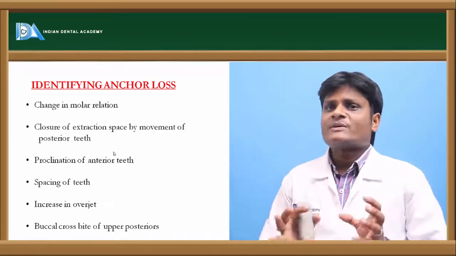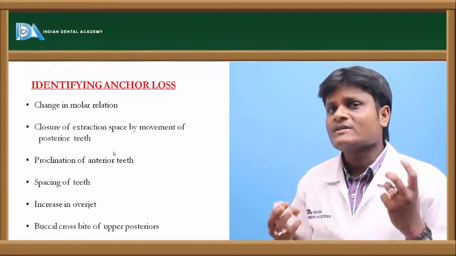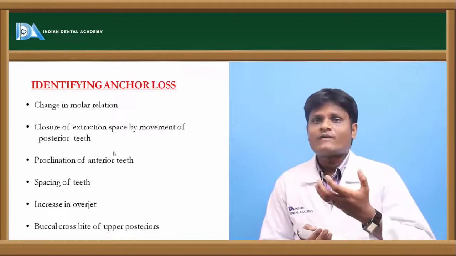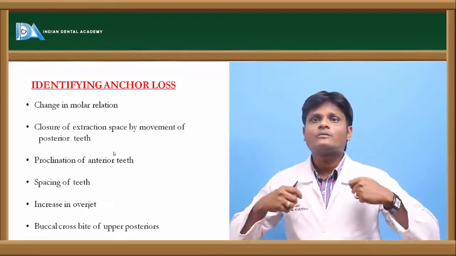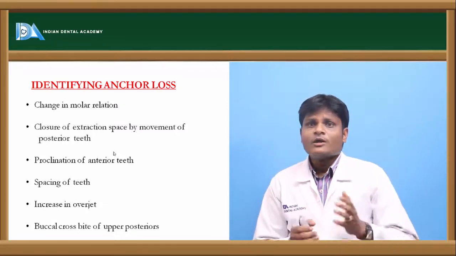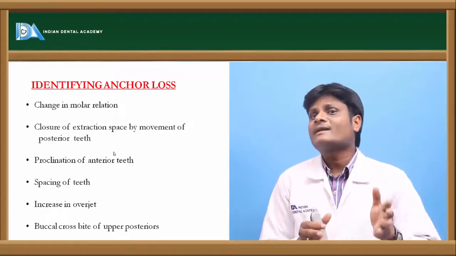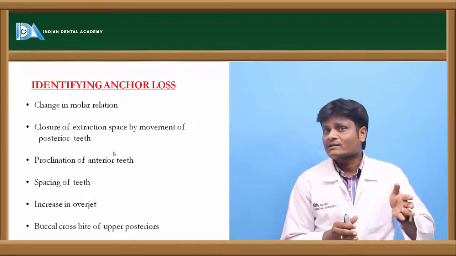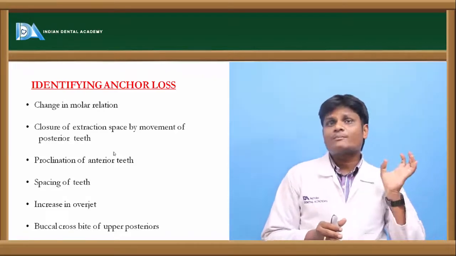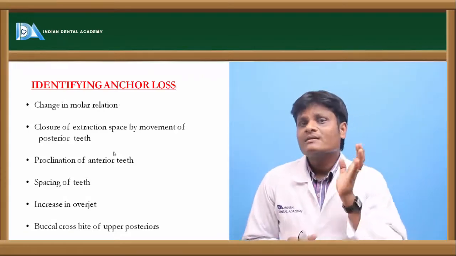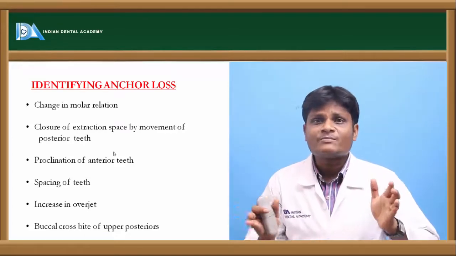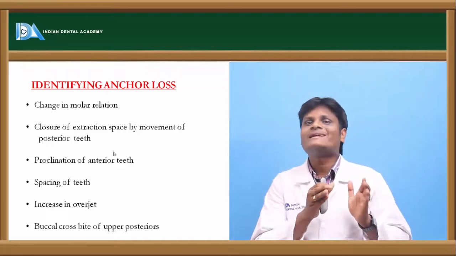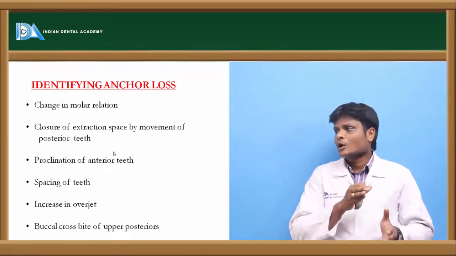Sometimes spacings between the anterior teeth or between the posterior teeth occur as a result of anchorage loss. For example, in the case of extraction treatment, during the process of space closure, if you see that a space is occurring between the distal surface of the first molar and the mesial surface of the second molar, then it indicates that the first molars are being moved into the extraction space, thereby leaving space between the second molar and first molar. This is also one of the indications that anchorage is being lost.